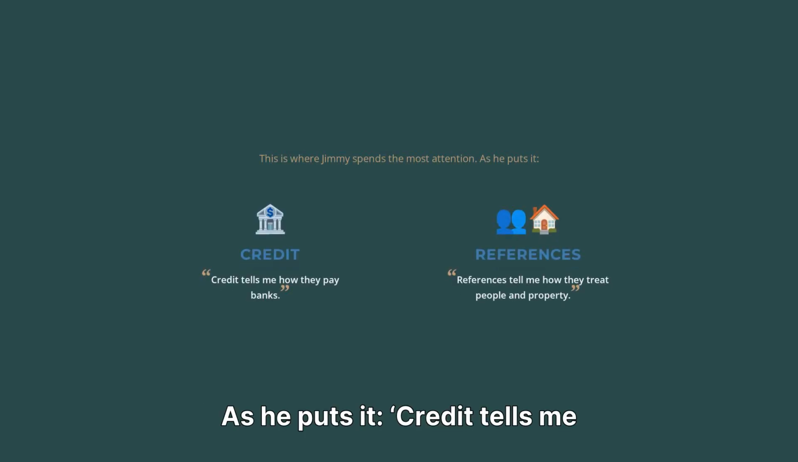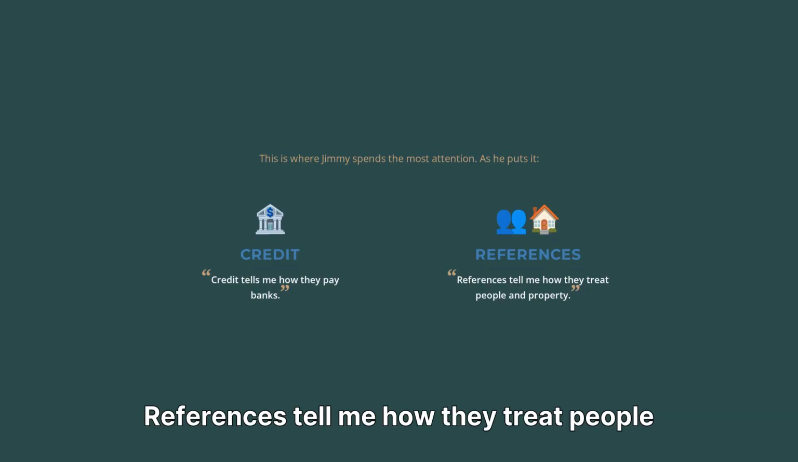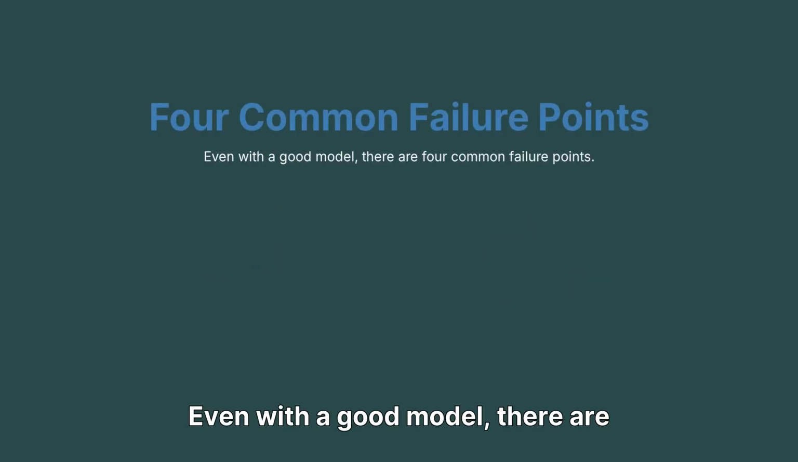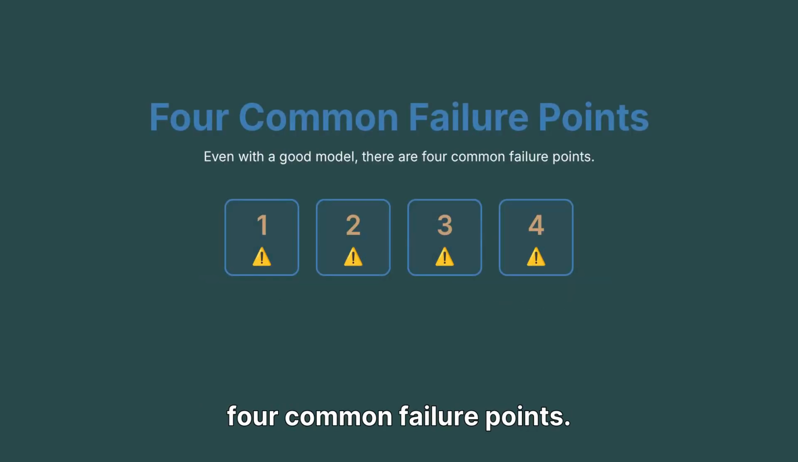As he puts it, credit tells me how they pay banks. References tell me how they treat people and property. Even with a good model, there are 4 common failure points.